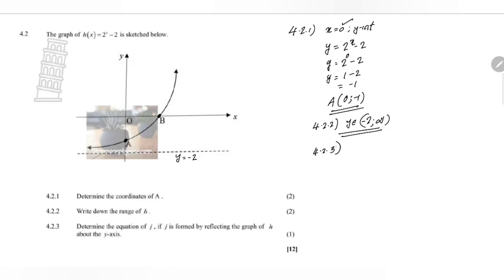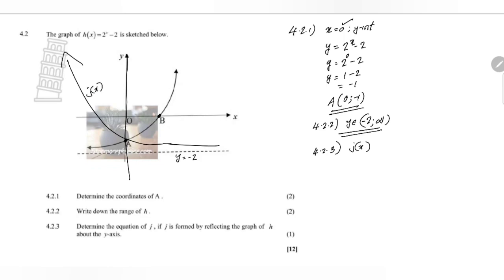4.2.3. Describe the equation of j. What is j? J of x. What is j of x? It is formed by reflection of this given graph about the y-axis. Reflection of the graph about the y-axis, which means, look at the diagram, J is going to be like this. See, it's going to be like this. In between both graphs, which line is there? The y-axis. Did you see that one? Yes, this is our J of x. You have to find the equation.